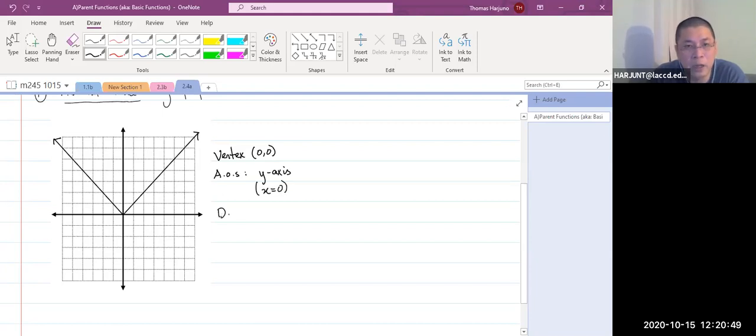The domain is all real numbers. You can plug in any x you like. The range, however, will be from what to what? The range is from 0 to infinity.